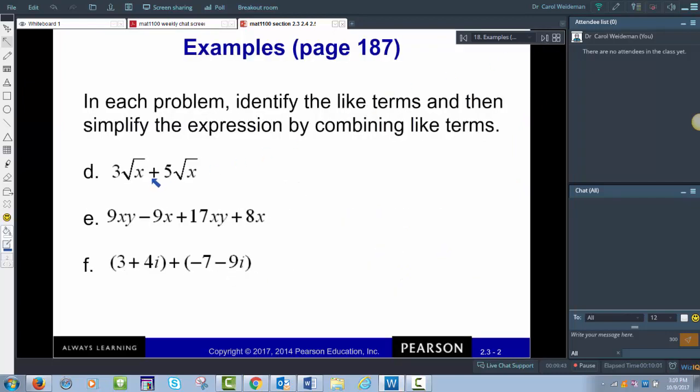Some more to look at here. Now in this case, this is a square root sign, which actually can be written as a fractional exponent, which we don't cover in this course, but this is the variable portion of it, and it's identical, so we can add the coefficients to get 8 square root of x.